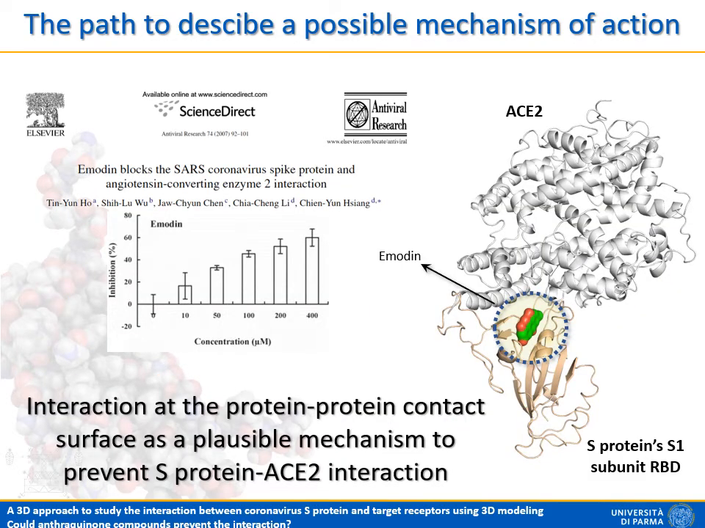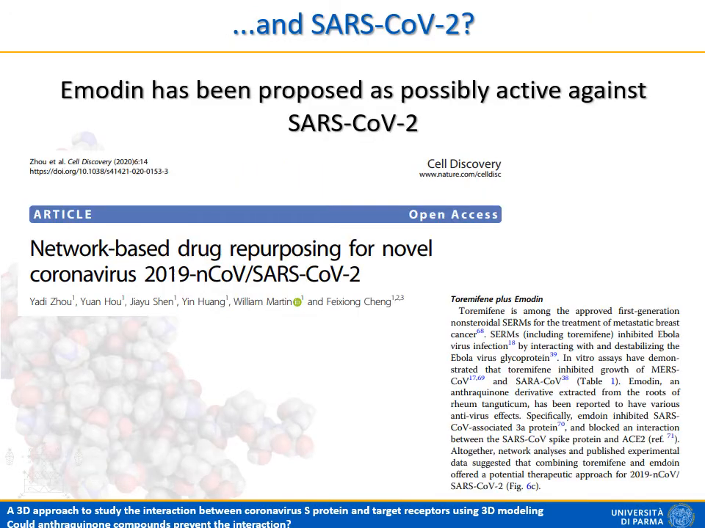So what we got in the end was a proposal of a possible mechanism of action to explain the capability of Emodin to prevent the interaction between the spike protein and the ACE2 protein. So the next step was the analysis of the spike protein of the new coronavirus.